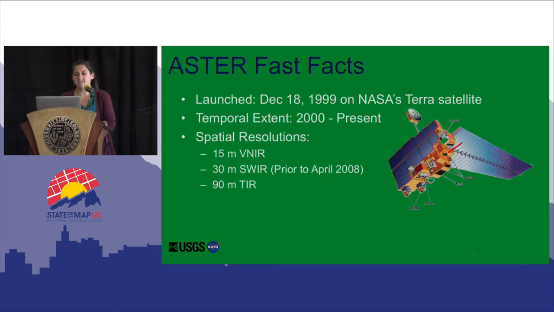So, some ASTER fast facts. ASTER was launched on the Terra satellite on December 18th, 1999, and the data are available from 2000 to present. ASTER contains three telescopes. The visible and near infrared, or VNIR, is a 15-meter telescope, which contains a backward-looking telescope aiding in elevation data. The shortwave infrared, or SWIR, is a 30-meter telescope, and an anomaly occurred on this telescope, and it was retired in April of 2008. However, the data prior to this date are still valid, and they're frequently used for geological applications. And then we also have the thermal infrared, or TIR, 90-meter telescope, which captures thermal data, and it captures data at night as well.